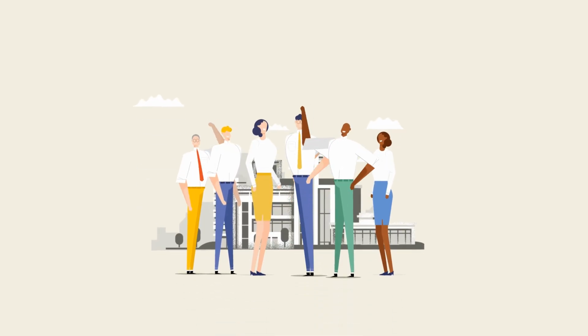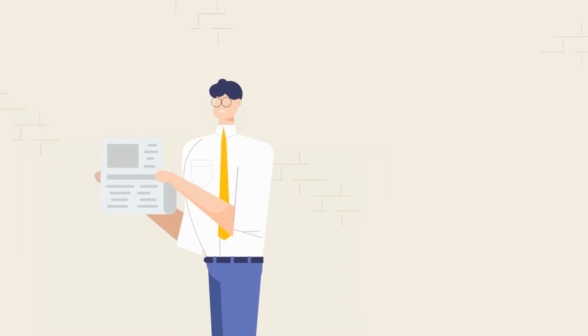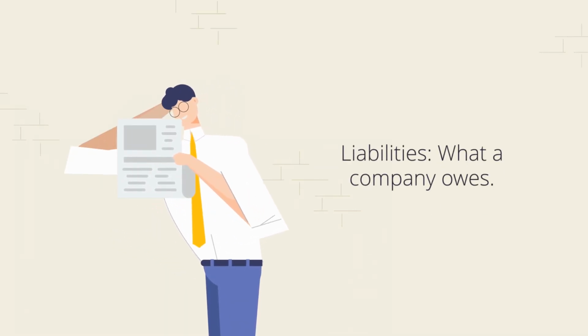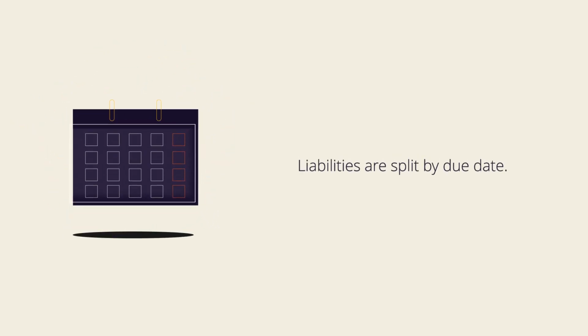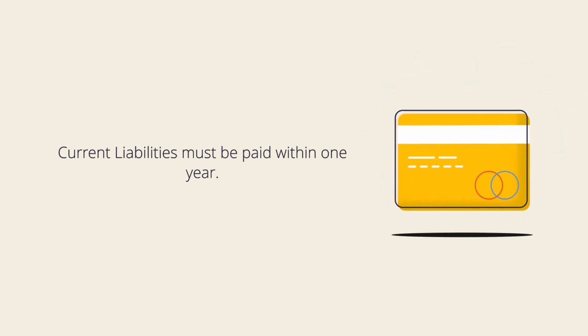Section 2. Liabilities, what a company owes. Liabilities are what a company owes to others, its debts. Like assets, they're split by when they're due. Current liabilities must be paid within 1 year.